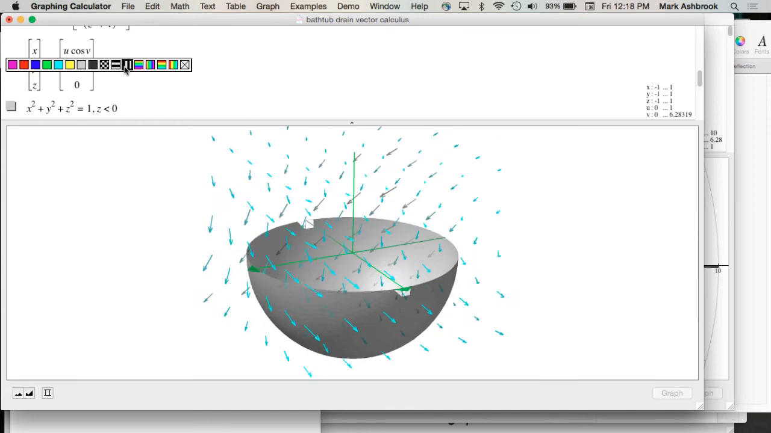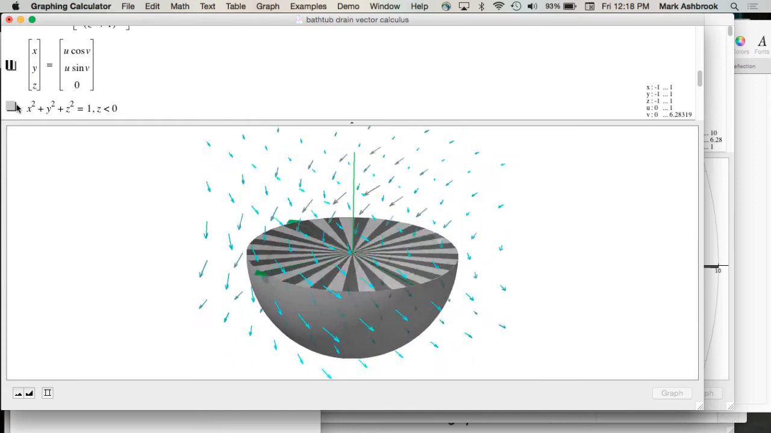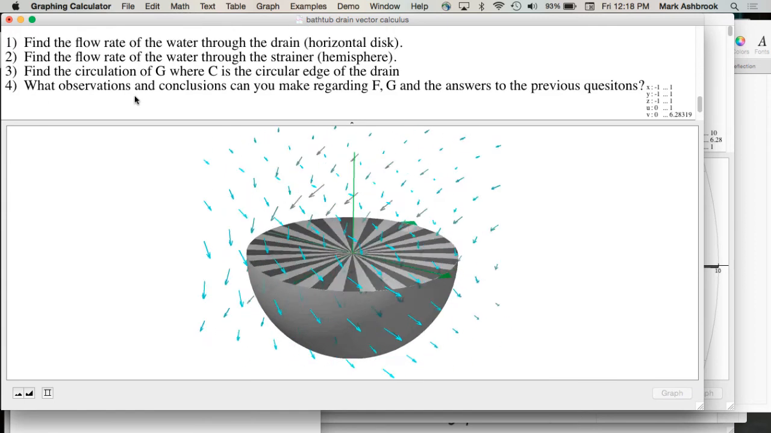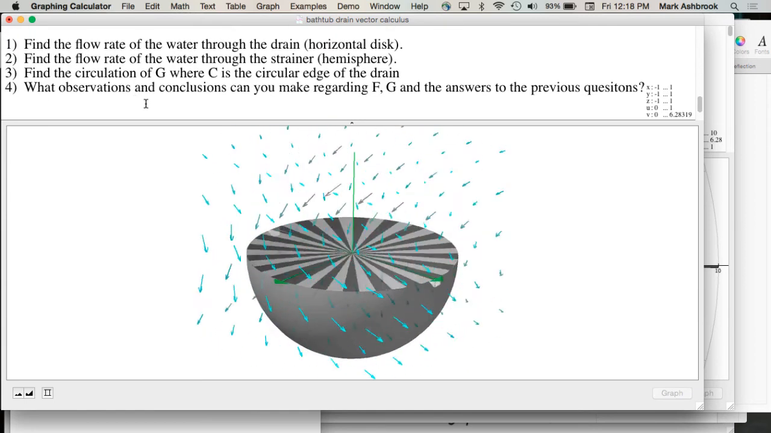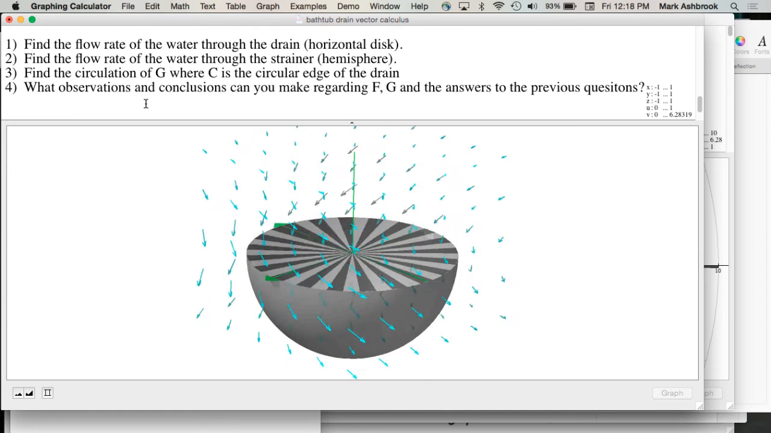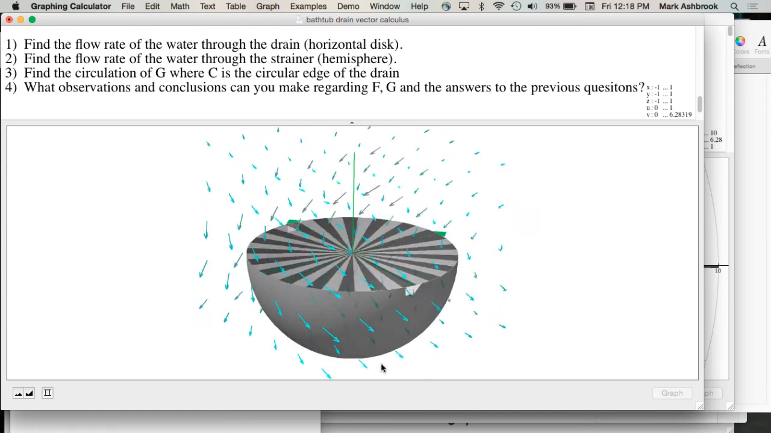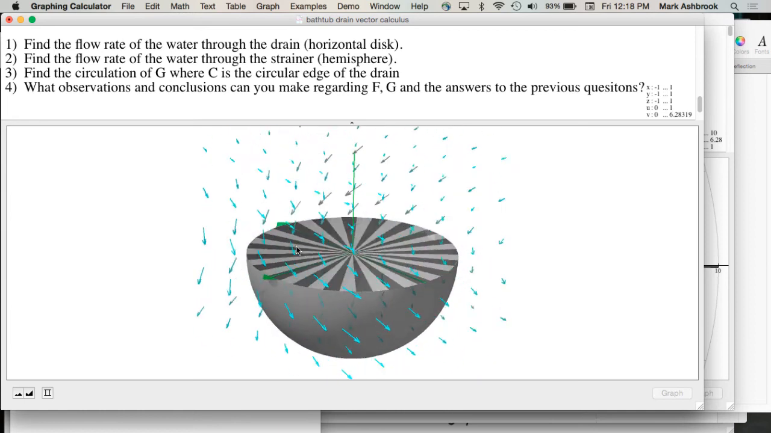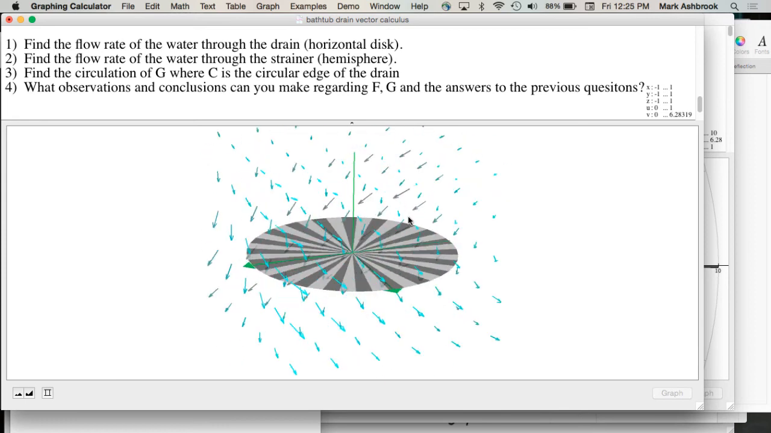Well, we'll go back to the first one. So there's both of them. You want to find the flow rate of the water through the drain. The vector field is in centimeters per second, so at any given point in that vector field, it's the flow. How are we going to do this? What are our options? It's an open surface, so we can use Stokes theorem.